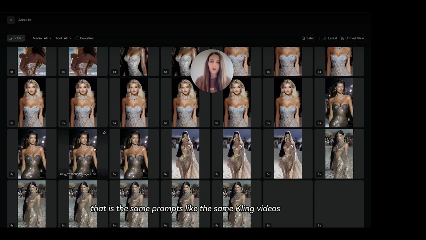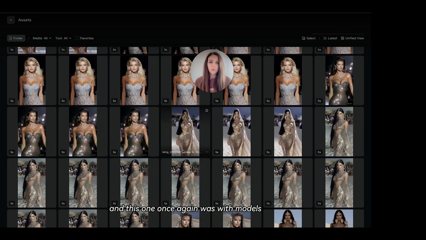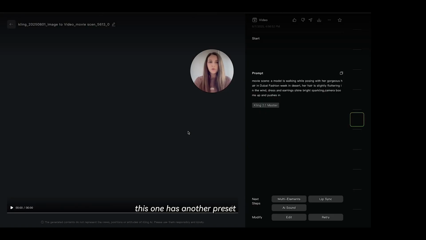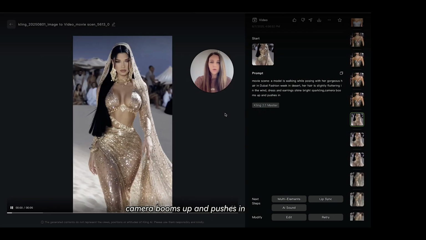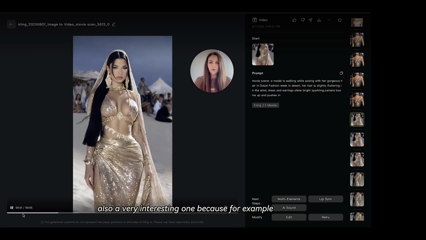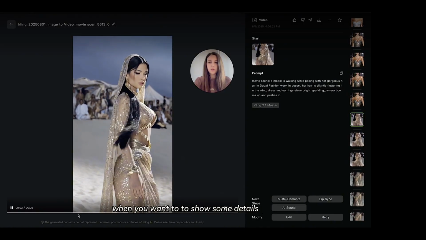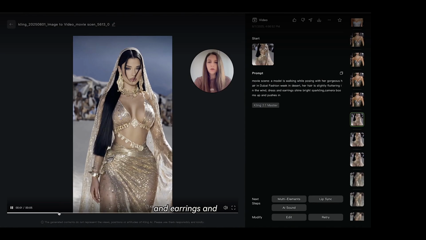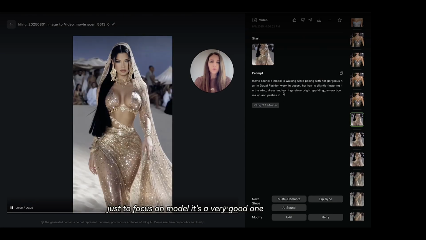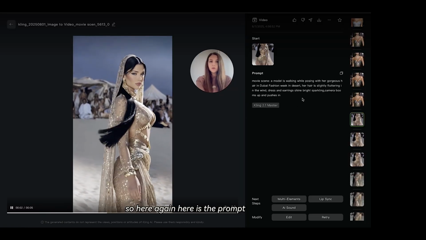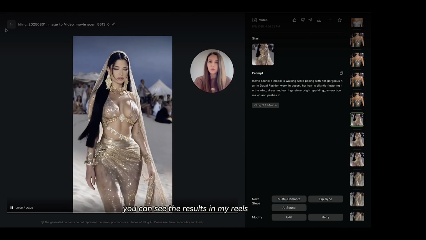Those are the same prompts, the same Kling videos. And this one, once again, was with models. This one has another preset: camera booms up and pushes in. Also a very interesting one, because, for example, when you want to show some details on models, like earrings, and just focus on the model, it's a very good one. So here again, you can see the prompt. You can repeat after me because it works. You can see the results in my reels.